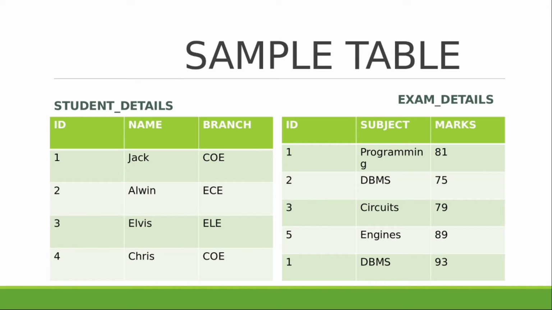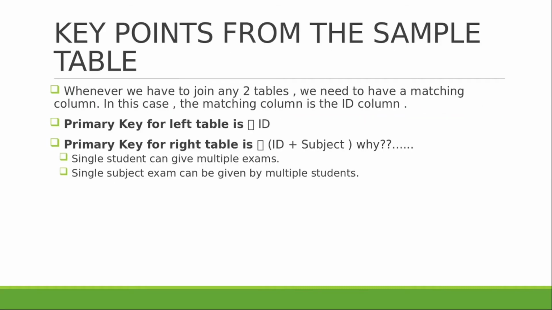And in the right table there are five records, that is 1, 2, 3, 5, and 1, and there are different subjects in which that particular student has actually given exam, and his marks that is scored in that particular subject, right? So this is clear about the table introduction. Now there are certain points that we need to take care from these tables.